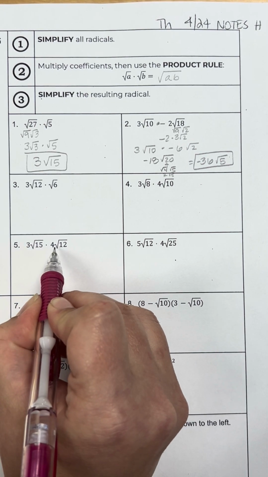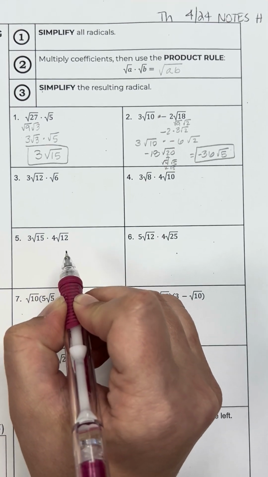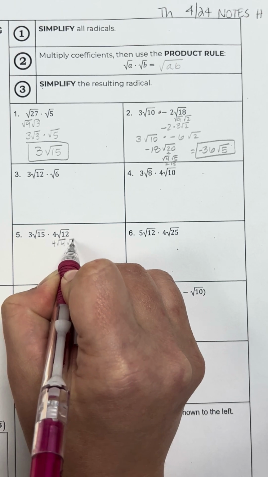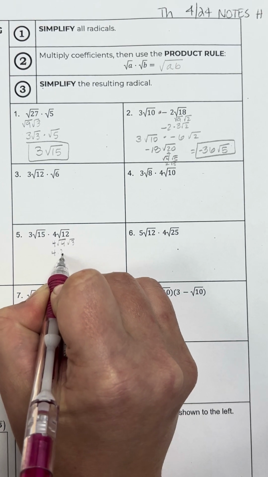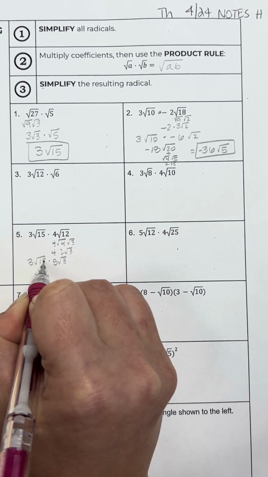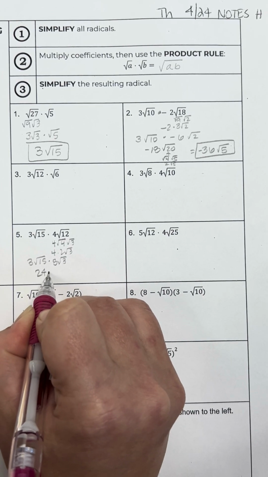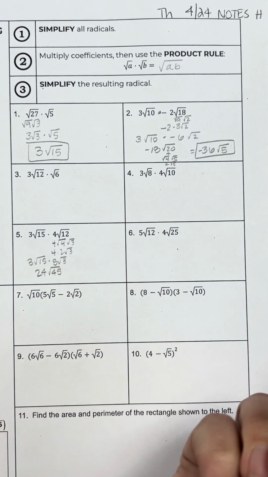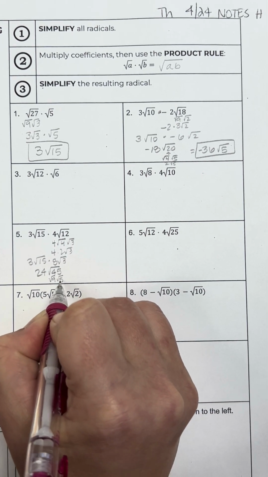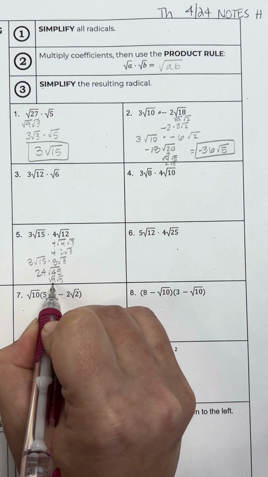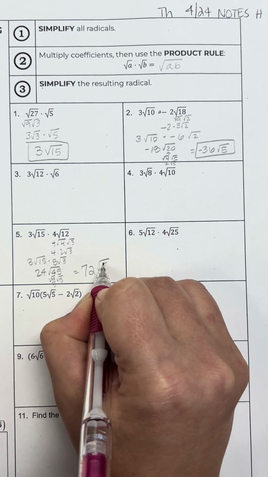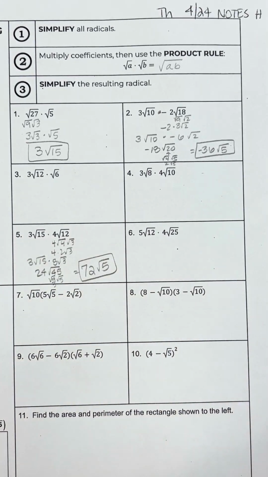Looking at other ones, maybe trying to make them more difficult. Down here, 3 radical 15 times 4 radical 12. Well, my 4 radical 12 will break up. Square root 4, square root 3, so that is 4 times 2, that's 8 radical 3 times 3 radical 15. 3 times 8 is 24. 15 times 3 is 45, so 24 radical 45. My radical 45 does simplify, that's 9 times 5. Square root of 9 was 3, so I have 24 times 3, which would be 72. And then I still have my radical 5.